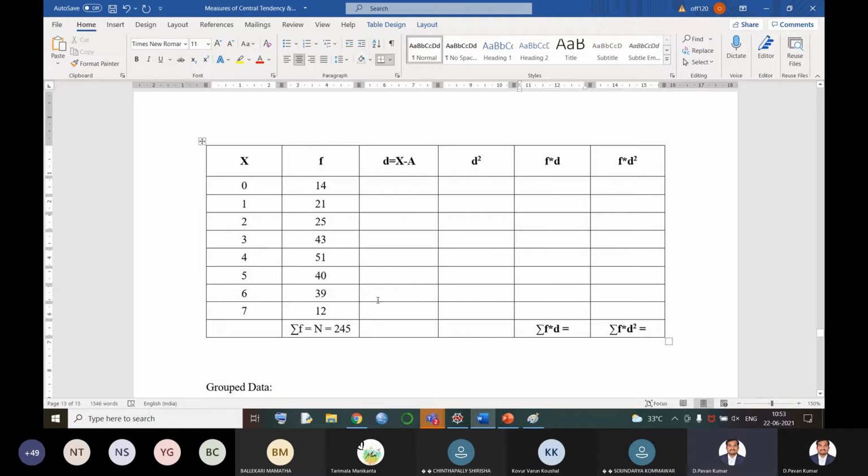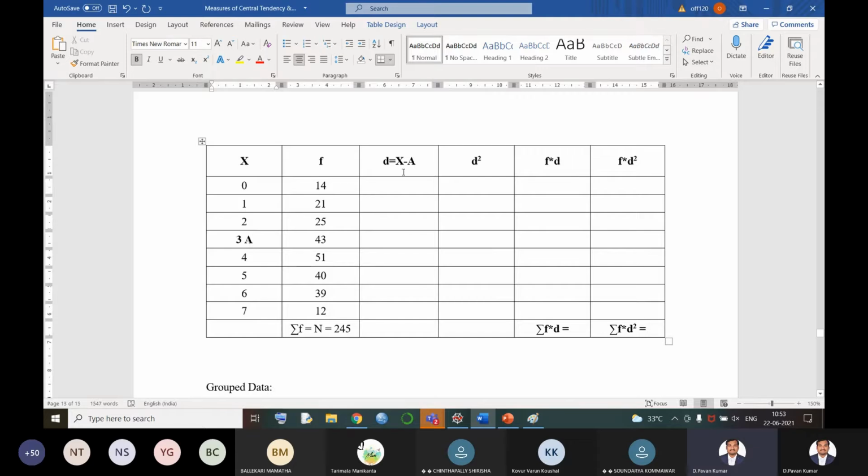Now let us assume one value as a. Here I would like to take 3 as a. Again, you can ask me, why are you taking only 3, sir, why can't we assume other values? Of course, you can take whatever value you want. You can select anything from 0 to 7. But if you select the middlemost value, we get the beauty of the problem: our multiplication becomes very simple.